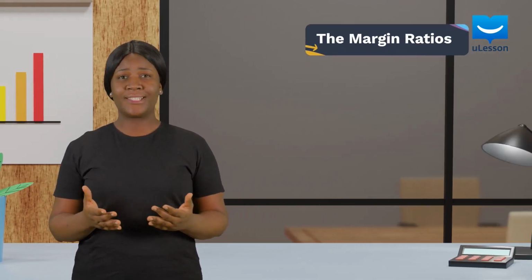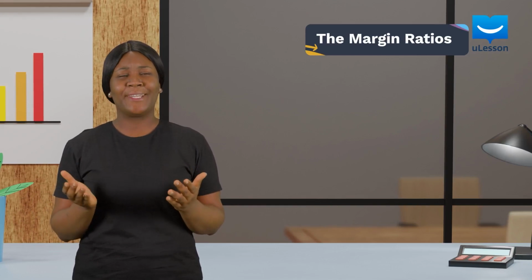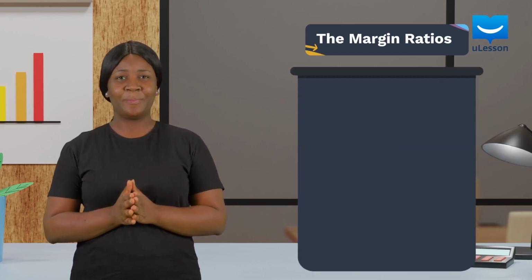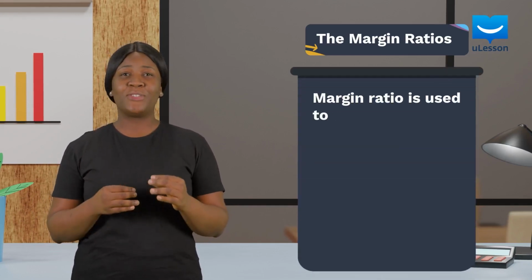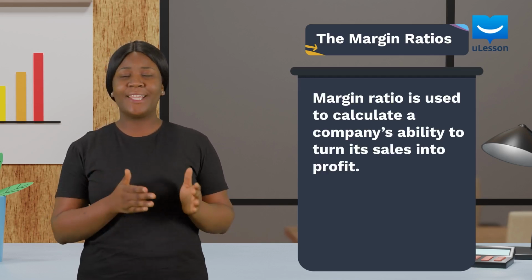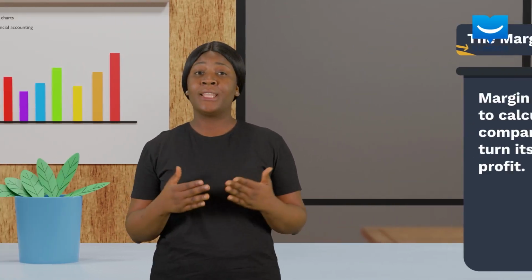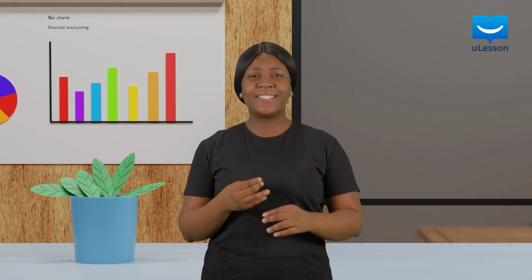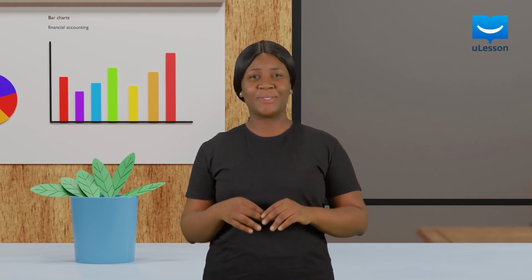To do this, we need to understand why we calculate the margin ratios. The margin ratio is used to calculate a company's ability to turn its sales into profit. The sales or revenue of a business is how much it earns from the selling of its product, while the profit is gotten when certain expenses are deducted from the sales.